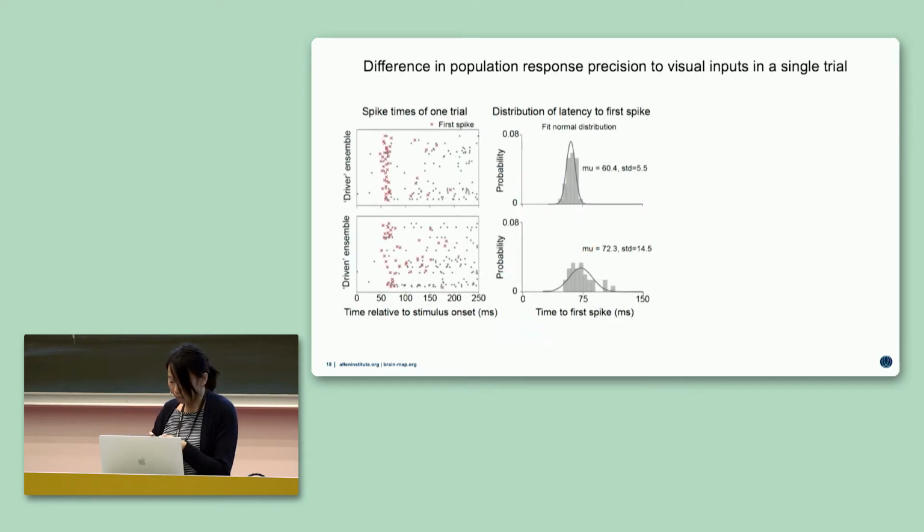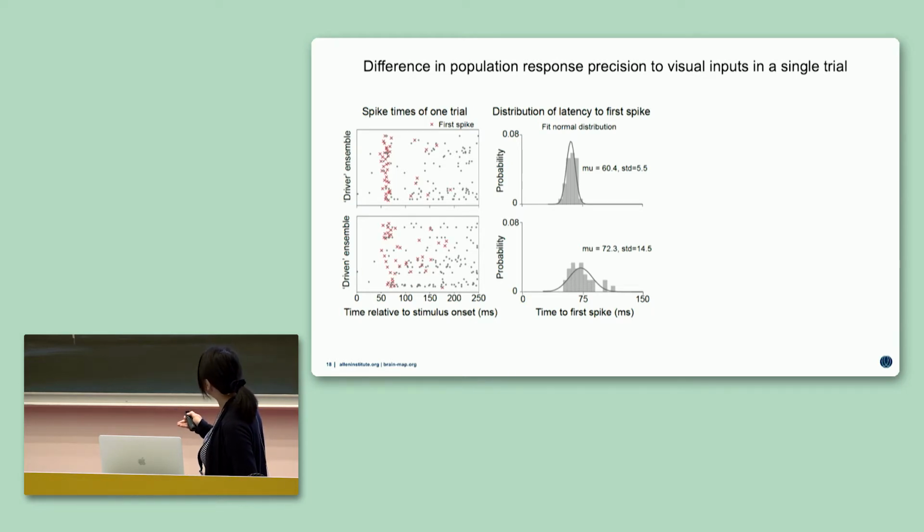We also find that as a population, these two groups of neurons are also different. Here I'm showing an example. This is the population response precision to visual input in single trials. On the left, I'm showing the raster plot of a population of the driver ensemble in one single trial. Each line is one neuron. The black dots represent spikes. The red cross represents the time to first spike. And similarly for the driven ensemble.